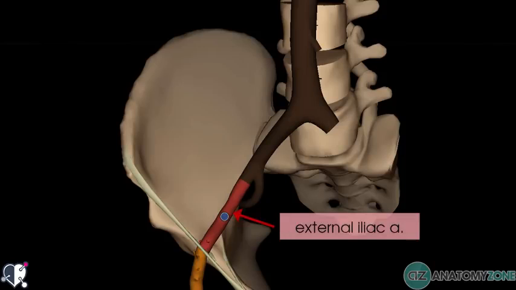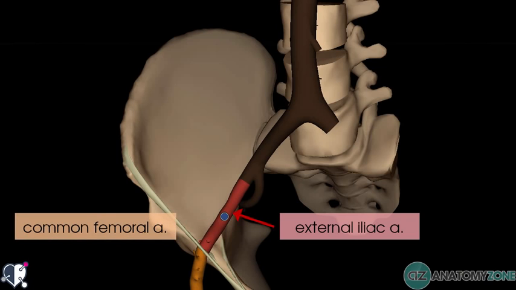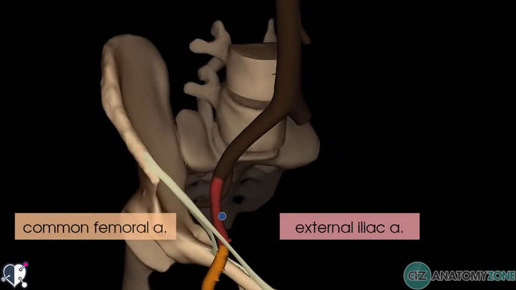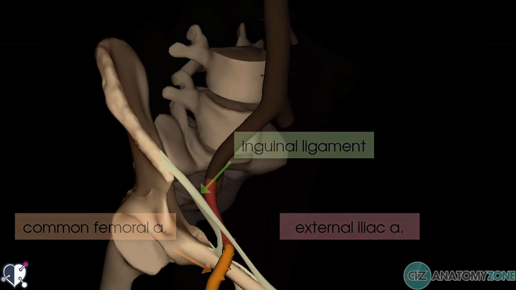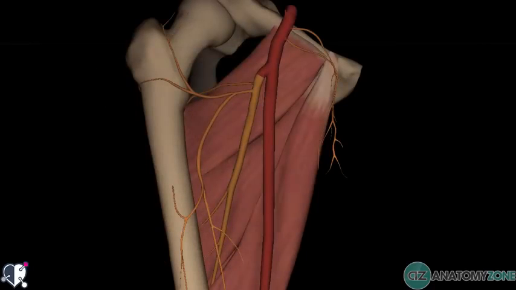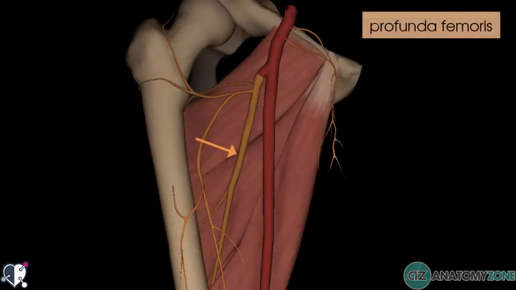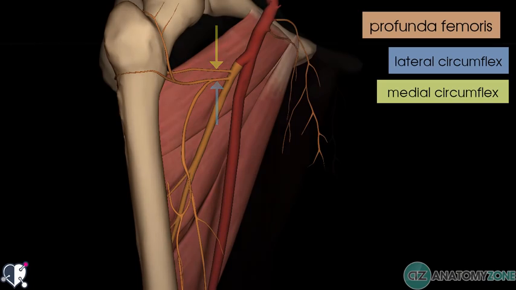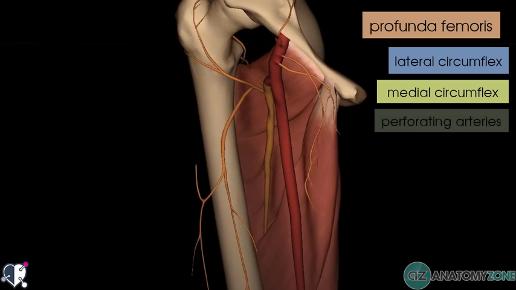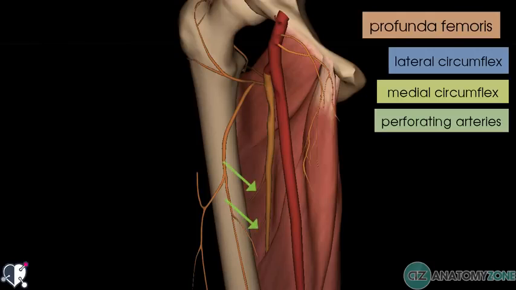Coming back to the external iliac artery, this artery becomes the common femoral artery as it crosses under the inguinal ligament to enter the femoral triangle. The common femoral artery then gives off a deep branch known as the profunda femoris artery. This is known as the deep femoral artery, and it has two main branches: the lateral circumflex artery and the medial circumflex artery. And then the profunda femoris terminates as perforating branches, which are known as perforating branches because they perforate the adductor magnus muscle.